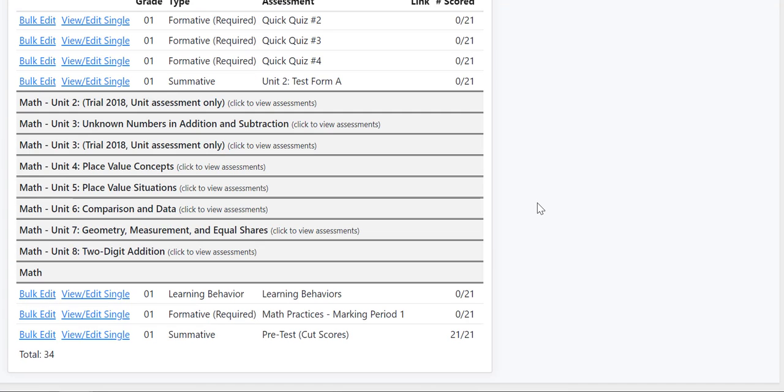And then if you scroll to the bottom, you'll see that it is independent of all of the other units. So it's not a unit-specific assessment. It is independent of that. And you'll see also learning behaviors are down here as well. You can grade learning behaviors at each subject level. It's at the bottom of each of the assessment list.